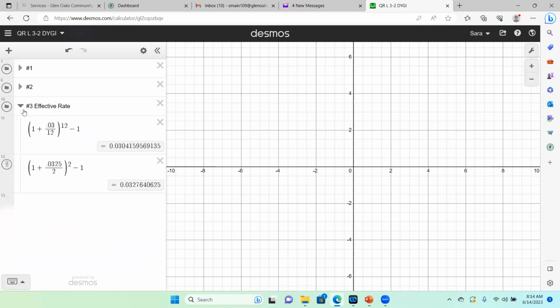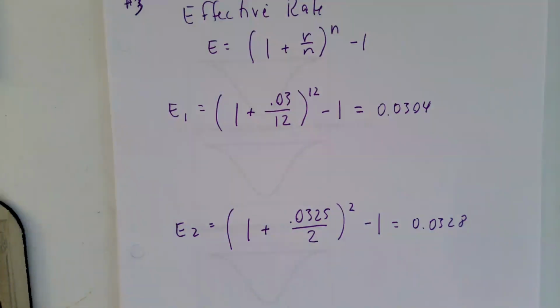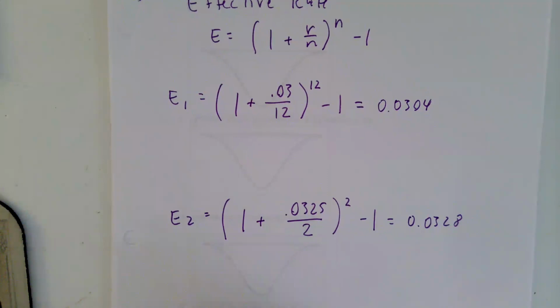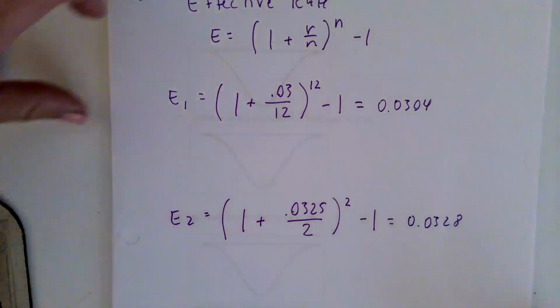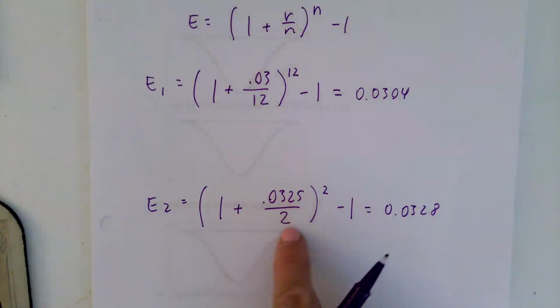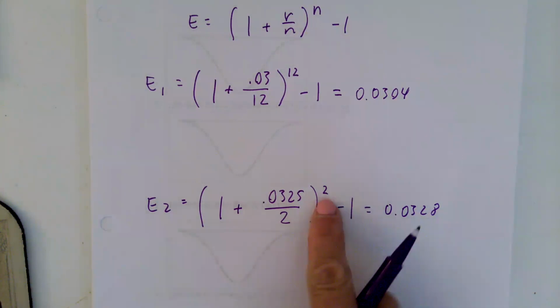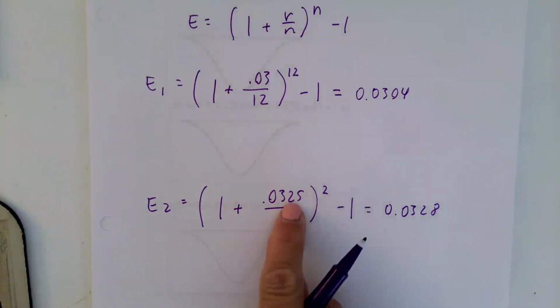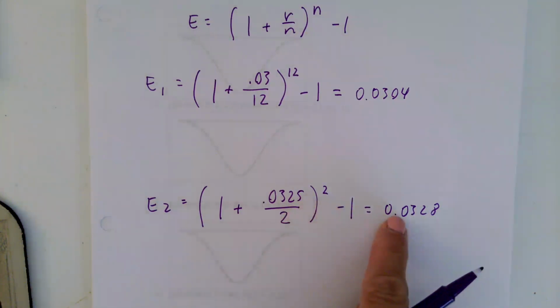So let's go ahead and write those on paper so we can compare. So it looks like the effective rate of the second situation is better, even though we're only compounding twice a year with a semi-annual. The interest rate that's a little bit higher is going to benefit us more.